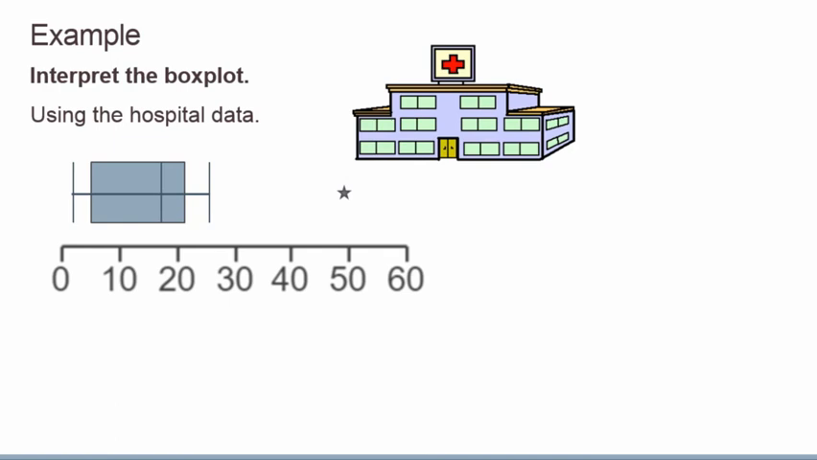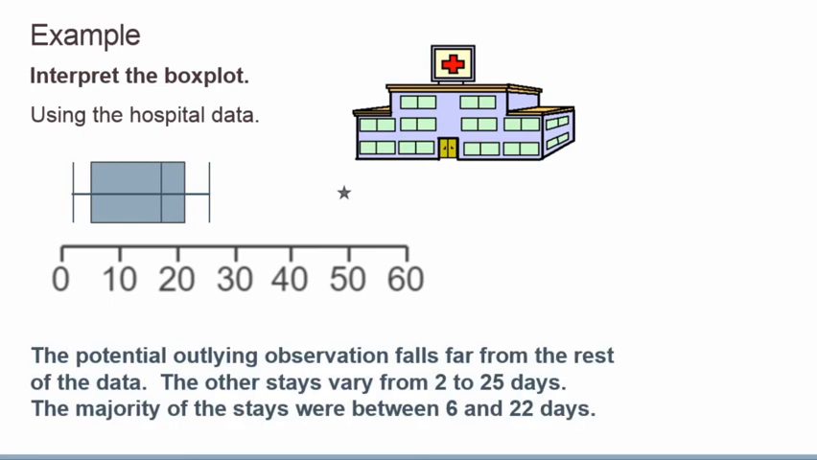Example: interpret the box plot. We're still using the hospital data. The potential outlying observation falls far from the rest of the data. The other stays vary from 2 to 25 days. The majority of the stays were between 6 and 22 days. 2 is our minimum, 25 was our new maximum, 6 was Q1, 22 was Q3.